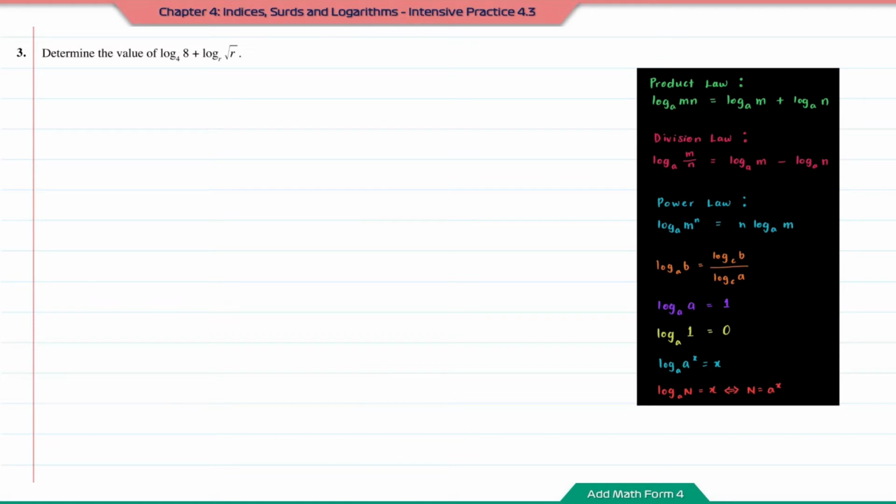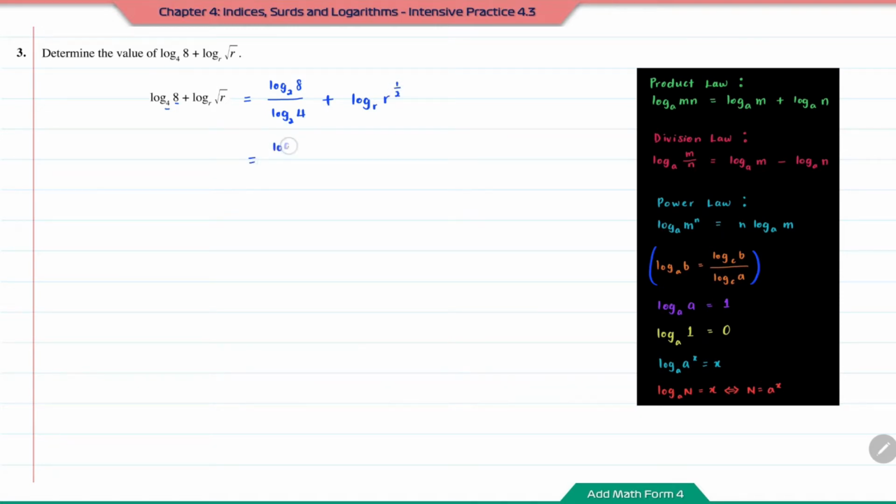Question number 3. Determine the value of log base 4 of 8 plus log base r of square root of r. So this number 4 and the number 8 here, we can convert to numbers in base 2. Therefore, for the log base 4 of 8, I'm going to change it to the log with base 2 using the law here. So I'm going to get log base 2 of 8 over log base 2 of 4, plus log base r of r. The square root we can write as the power of 1 over 2.